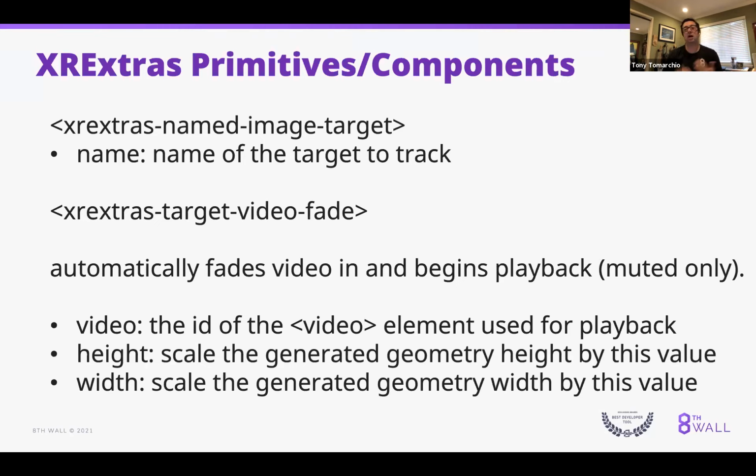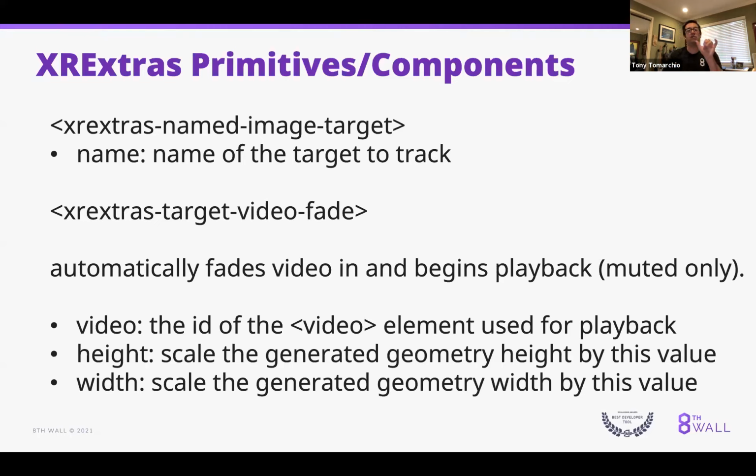And when the image target is lost, it makes the content no longer visible. Now, this is really great to have as kind of like a container or a parent entity. And we'll talk about parent-child relationships in a bit, but by having entities underneath this XRExtras named image target primitive, they can then inherit the transforms of the image target.